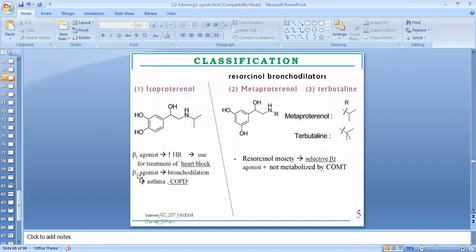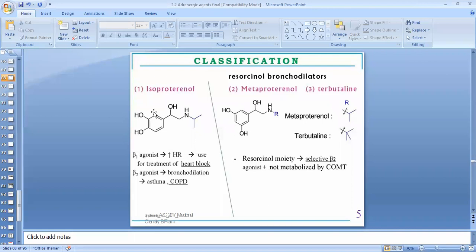It is also a beta 2 agonist by action of bronchodilation. So this is used in the treatment of asthma or COPD, chronic obstructive pulmonary disease. This is one of the severe asthmatic cases. In this treatment also, we can use this drug molecule.